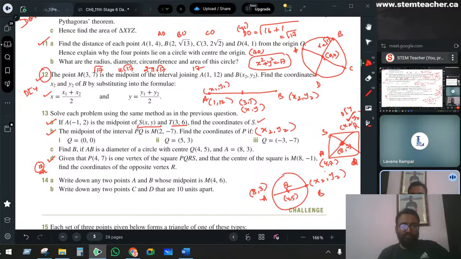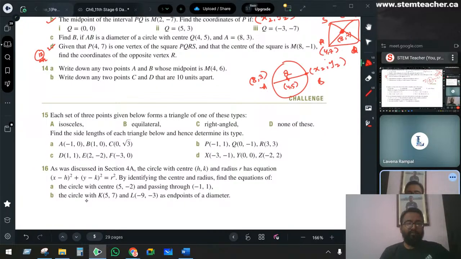Write down any 2 points A, B whose midpoint is this. What do we have to do? The midpoint is (4, 6). We have to take points so that the distances are the same. I will take (3, 6) and (5, 6). You will get the midpoint (4, 6) only. Similarly, I can take (2, 6) and (6, 6). I will get the same midpoint (4, 6) only.